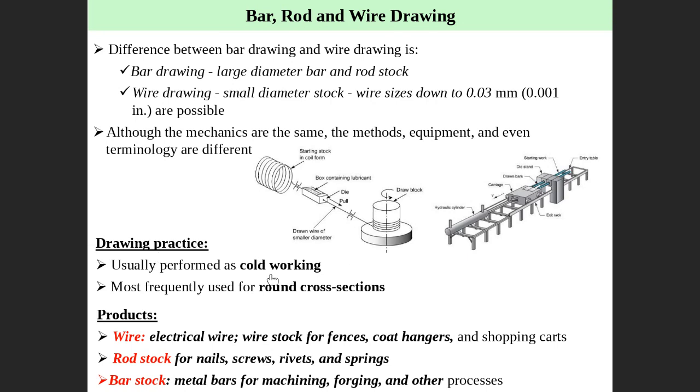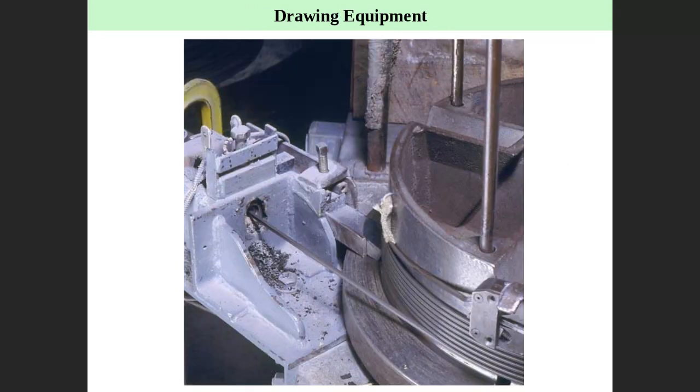Usually wire and bar drawing are performed as cold working, right? And usually with a round cross section. Here a round cross section and here a round cross section. And the product is a wire, a rod, a clip, whatever. Several products can be produced from wire and bar drawing.